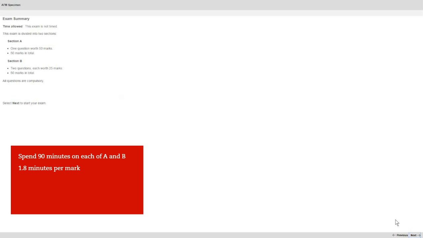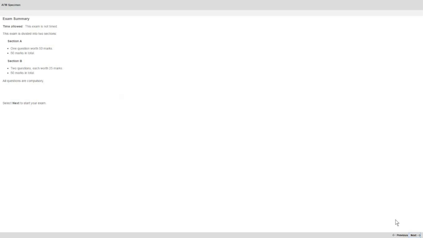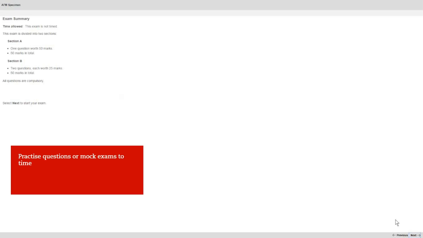Keep that in mind when answering questions and don't spend too long on each point. This leaves you with 15 minutes to skim the requirements briefly at the start and have some time available as a buffer at the end. We suggest that the best way to get your timing right is to practice questions or mock exams to time, so that when you come to the real exam, it comes naturally to you.